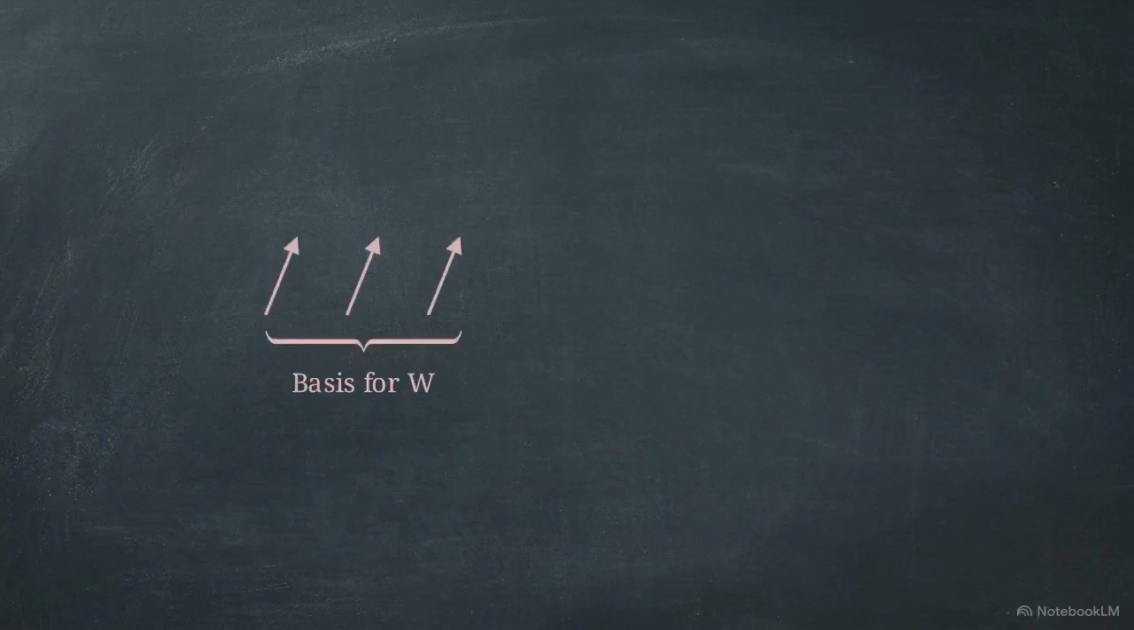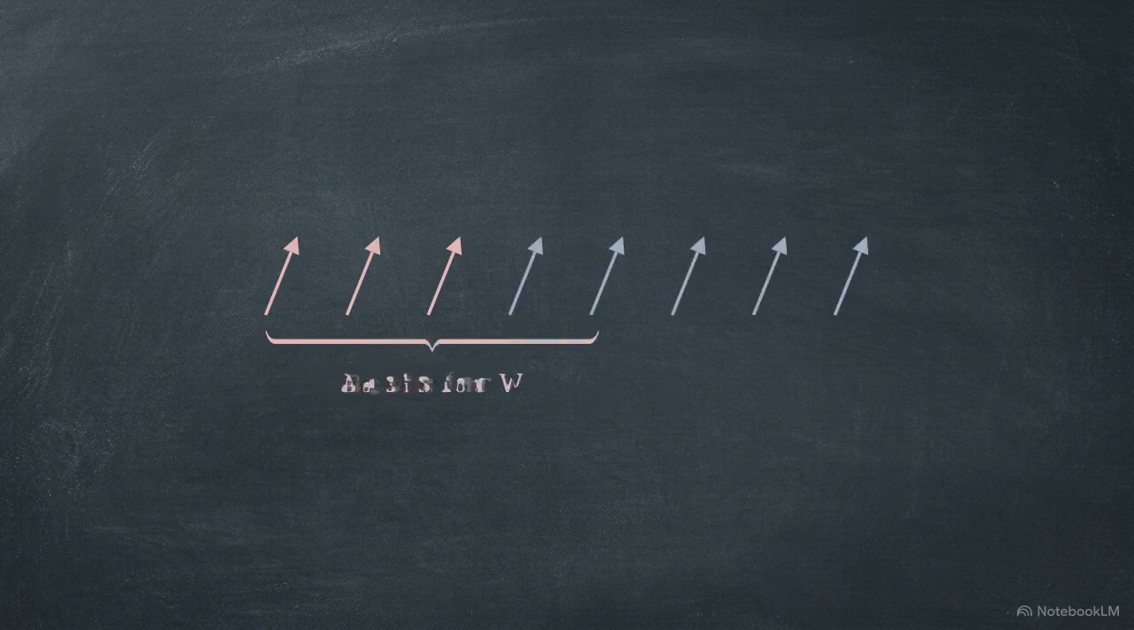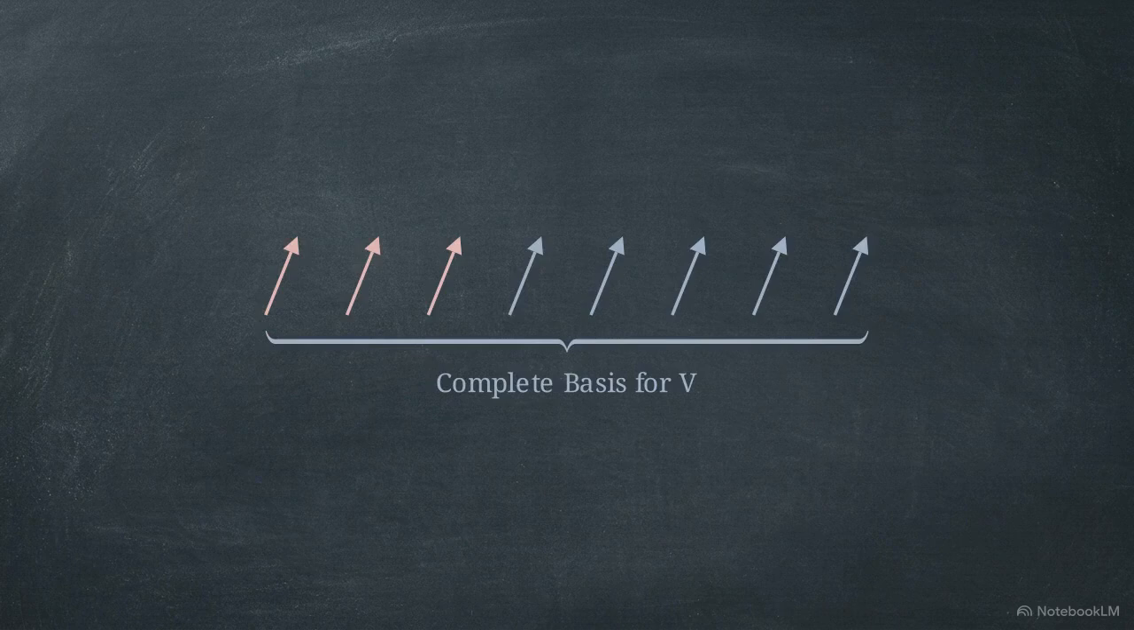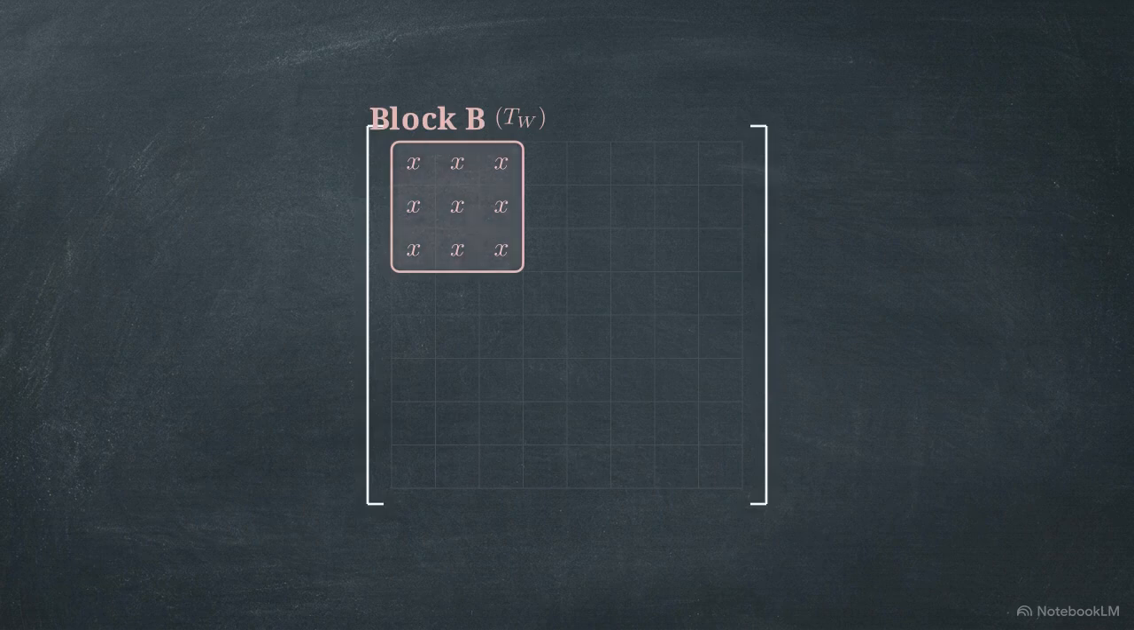We select an ordered basis specifically for the invariant subspace W. Then we append additional vectors to that set until we have a complete basis for the entire space V. When we write the matrix for T relative to this specific basis, we generate a distinct block structure. The upper left quadrant is filled by a submatrix we call block B.